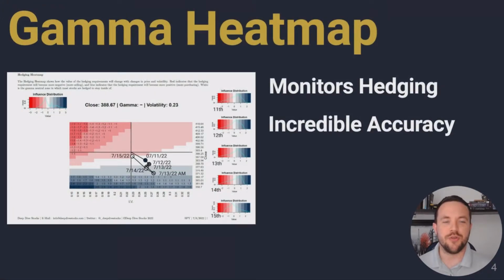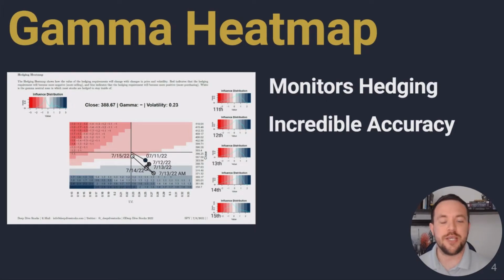The next on the reports are the, I always want to say gamma gainers, the Gamma Hedging Heatmaps. These are the newest addition to the reports, and their job is to just monitor gamma hedging. And by way of monitoring gamma hedging, they also monitor delta hedging. The data suggests that they are incredibly accurate for a variety of reasons.